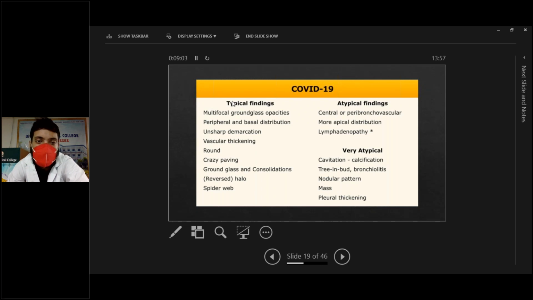So what are the typical findings? Typical findings means they suggest that there is COVID. So what are the findings? There are various ground glass opacities. Then next we need to see where the location is, whether it's in the periphery or in the center. So mostly it should be in the periphery with a basal distribution. And we have to check for the crazy paving pattern. We have to check for the reverse halo sign and the spider web sign, what I showed you earlier.